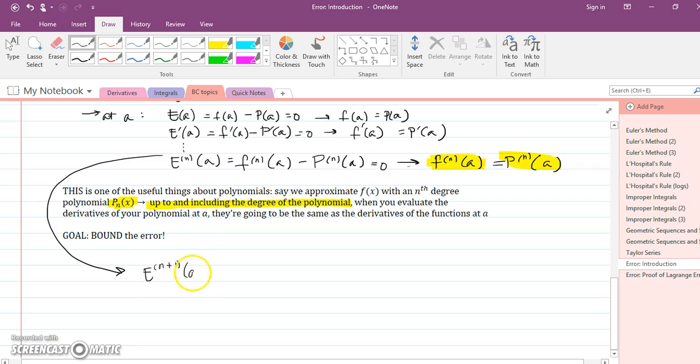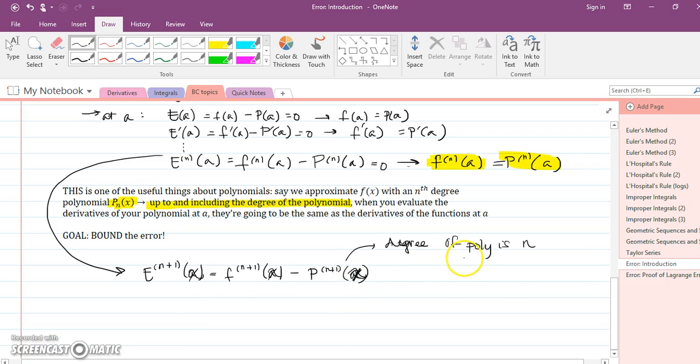So the (n+1)th derivative of the error function at a would be f^(n+1) at a minus p^(n+1) at a. If I take an n plus first derivative of a polynomial of degree n, remember the degree of the polynomial is n. Maybe we should generalize this to x, because the derivative at a value is just going to be a value. So I'll make that x here.